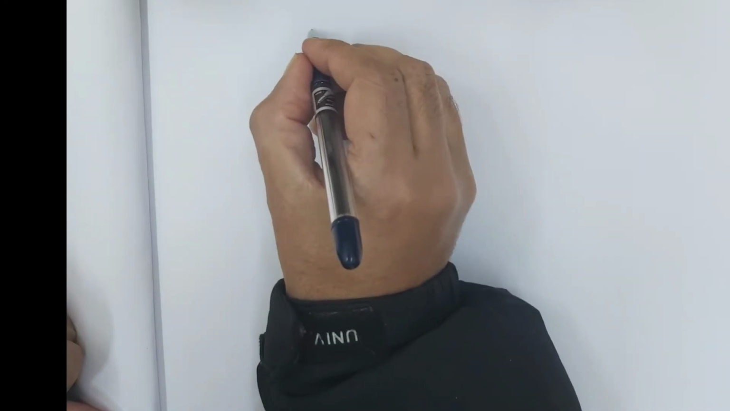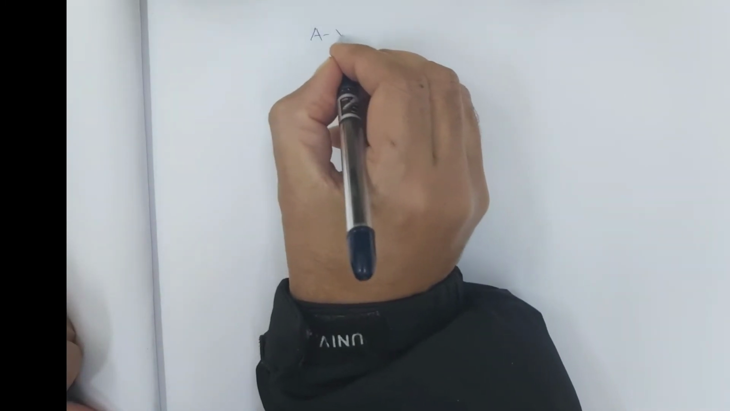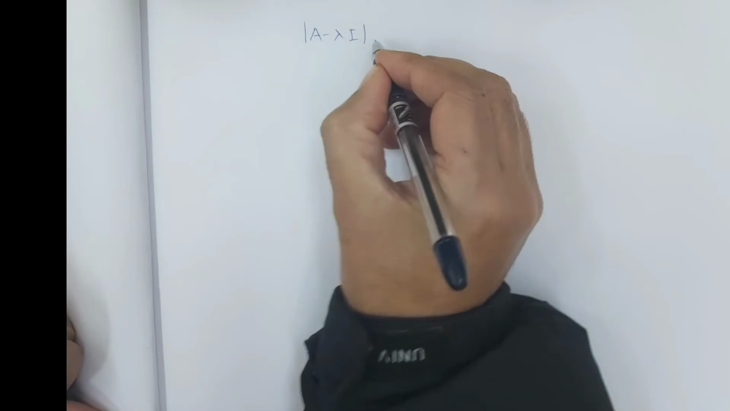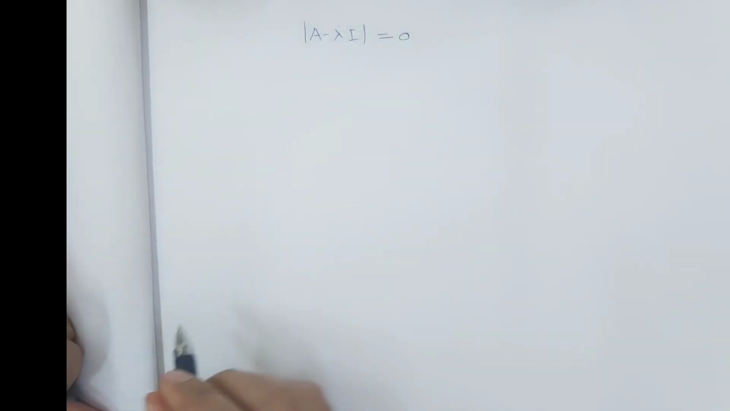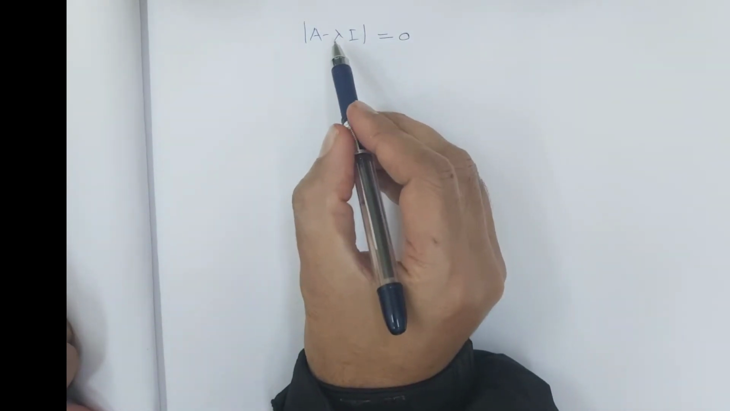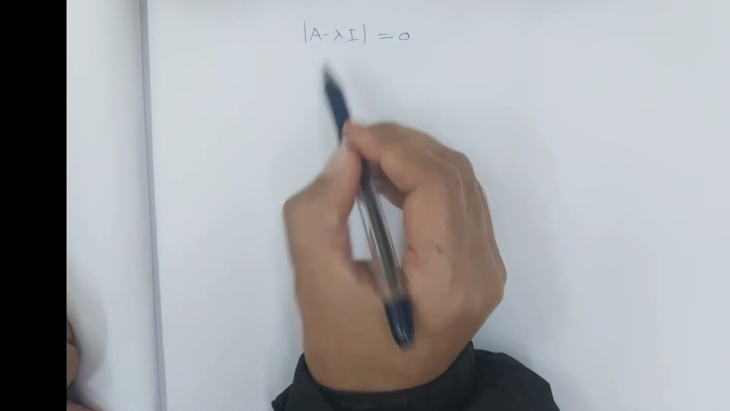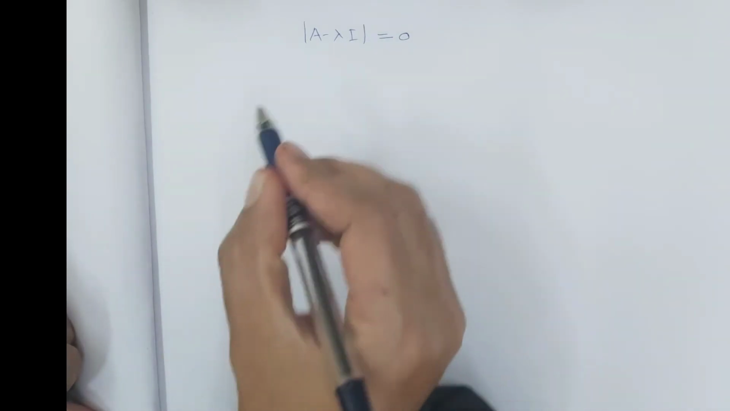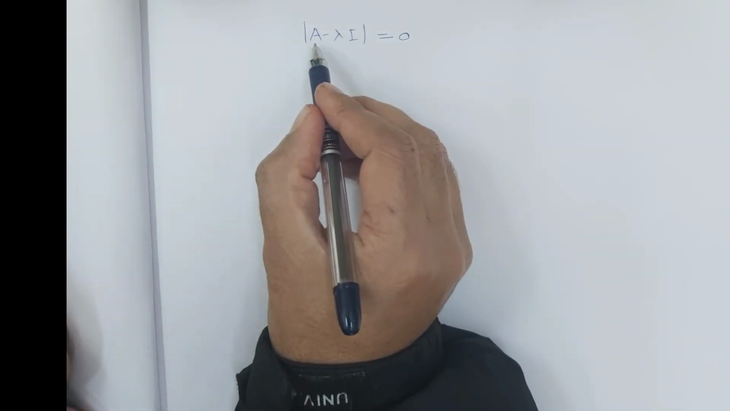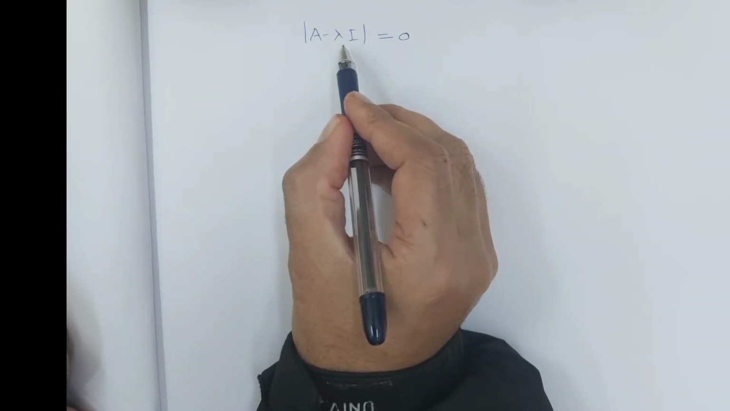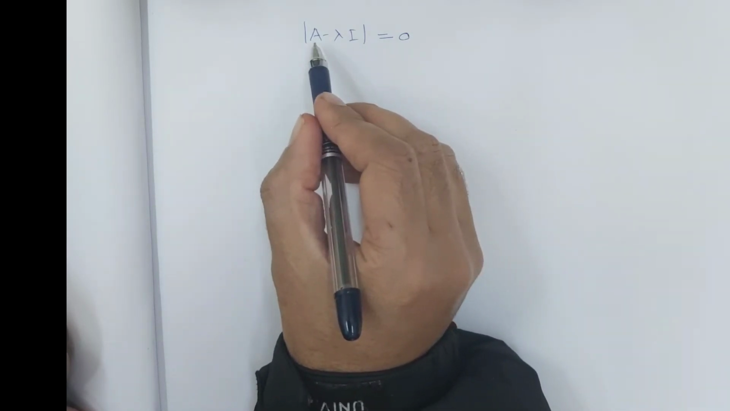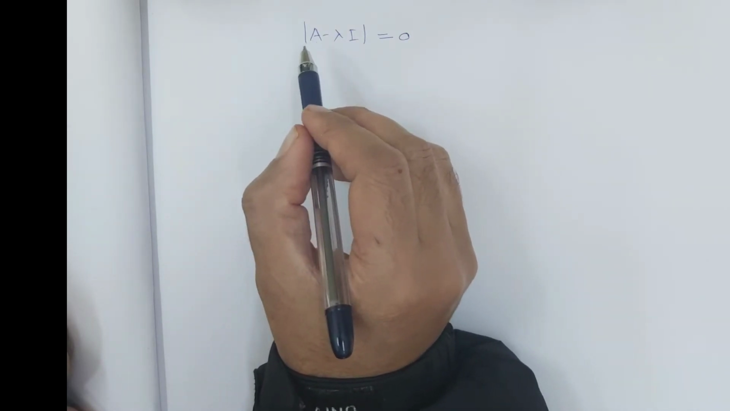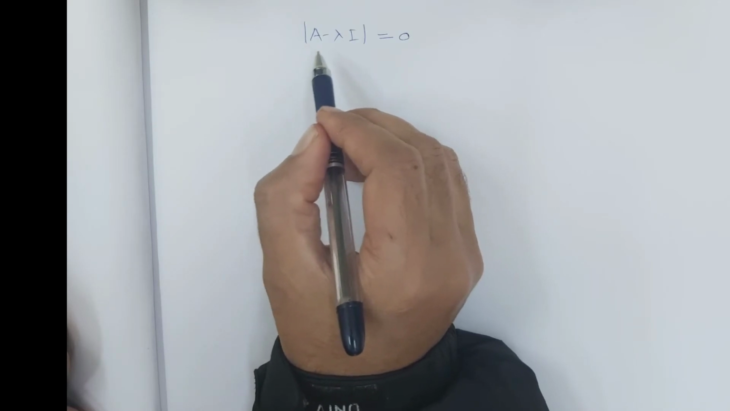अब हमें मिल चुका है A माइनस लैम्डा टाइम्स I डिटर्मिनेंट इक्वल टू 0. अब देखते हैं हम यहाँ से हाउ टू फाइंड लैम्डा. अगर A का ऑर्डर 2/2 हो, वी गेट क्वाड्रेटिक इक्वेशन. अगर A का ऑर्डर 3/3 हो, वी फाइंड क्यूबिक इक्वेशन. अगर A का ऑर्डर 4/4 हो, we get biquadratic equation.